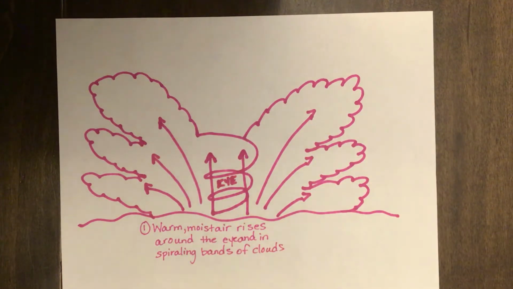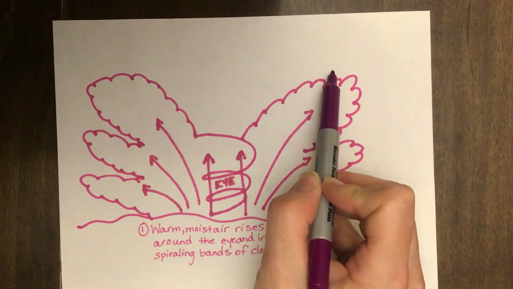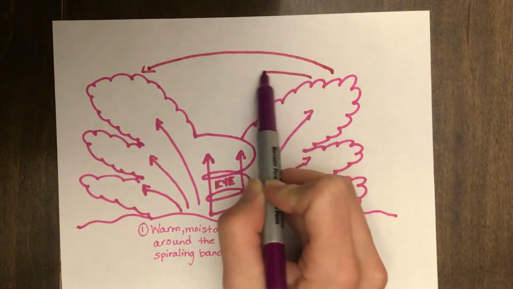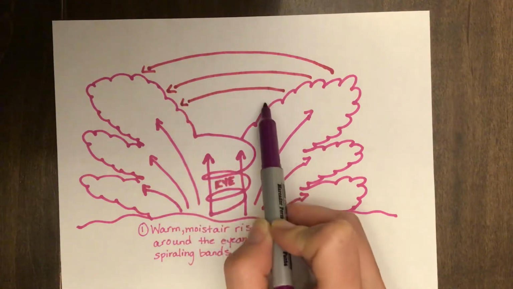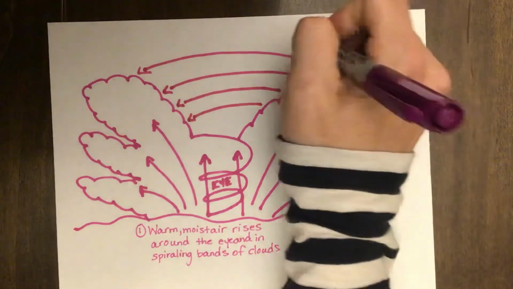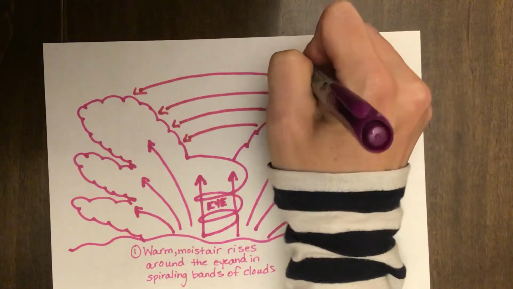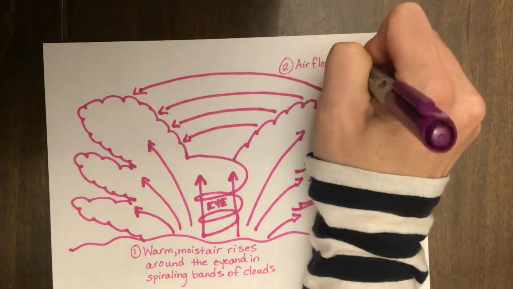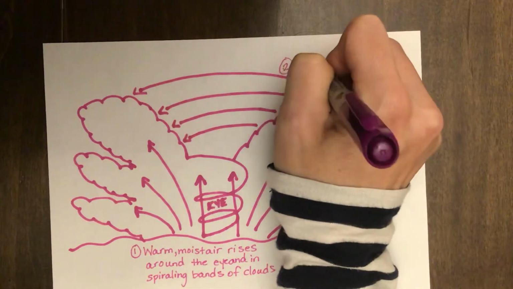Okay? Along the top, we have air that's flowing outwards. Okay? North of the equator, that air is going to flow in this direction. Okay? South of the equator, it actually spirals in the opposite direction. So this is happening all along the top here. Okay? So we're going to label that as step number 2. And the air flows outward near the top of the hurricane.